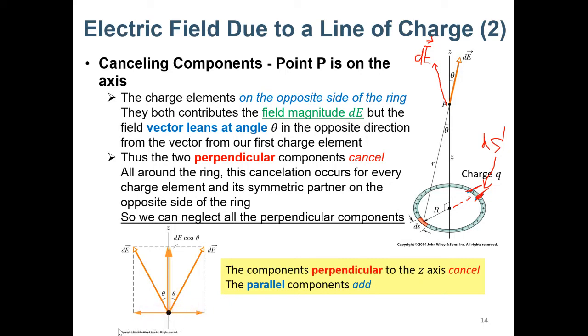So we don't really need to calculate the horizontal component. The only component is the vertical component, which is actually dE cosine theta multiplied by 2, because we have two of them. They will add together.